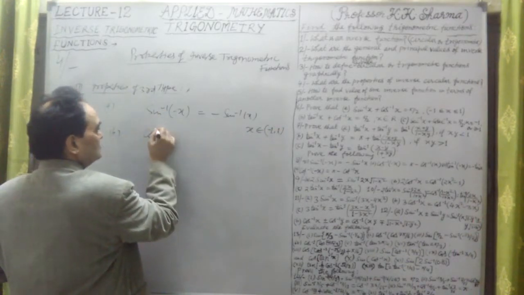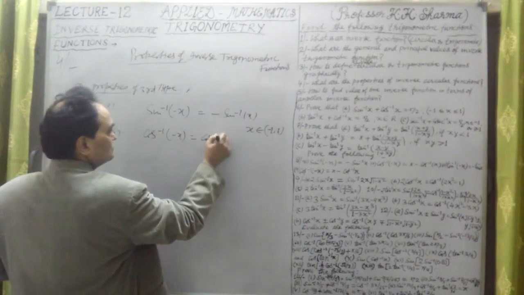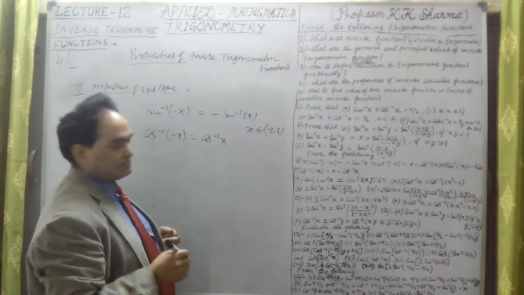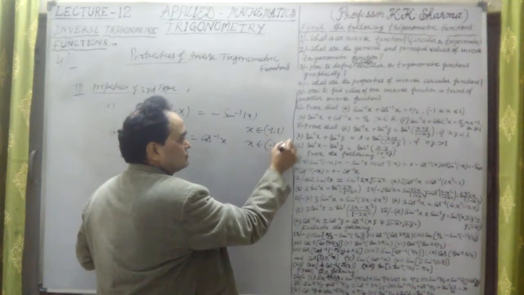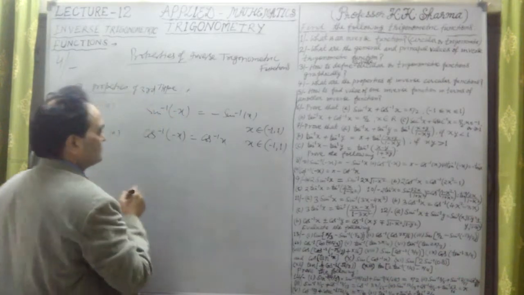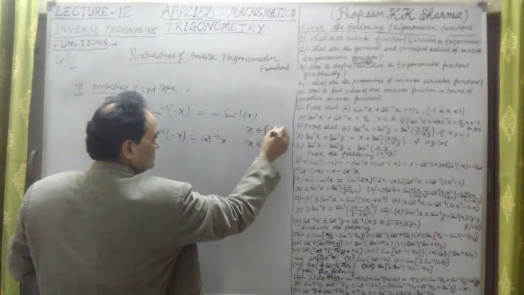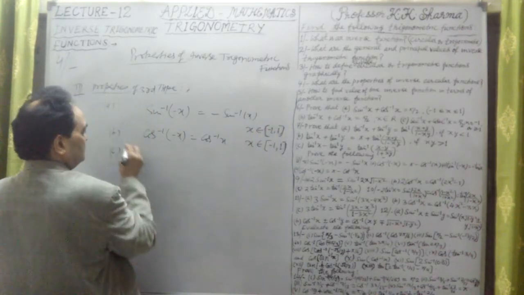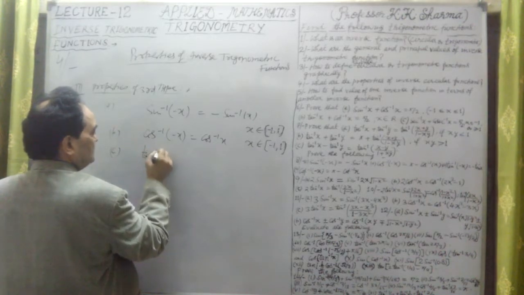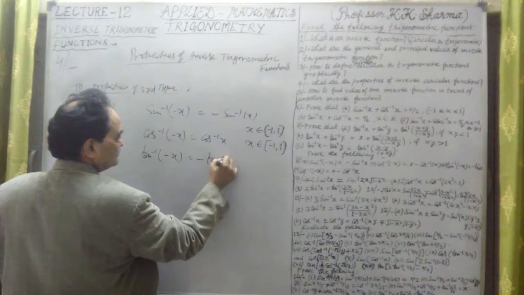Now cos inverse of minus x is equal to cos inverse x. No change here. Here also x belongs to minus 1 and plus 1. Okay, that can be the values. Let me take the square bracket. C part here: tan inverse of minus x is equal to minus tan inverse x.